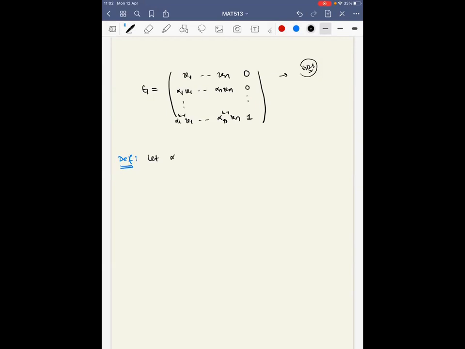So that means for given n distinct points, and given non-zero elements, they are not supposed to be distinct.